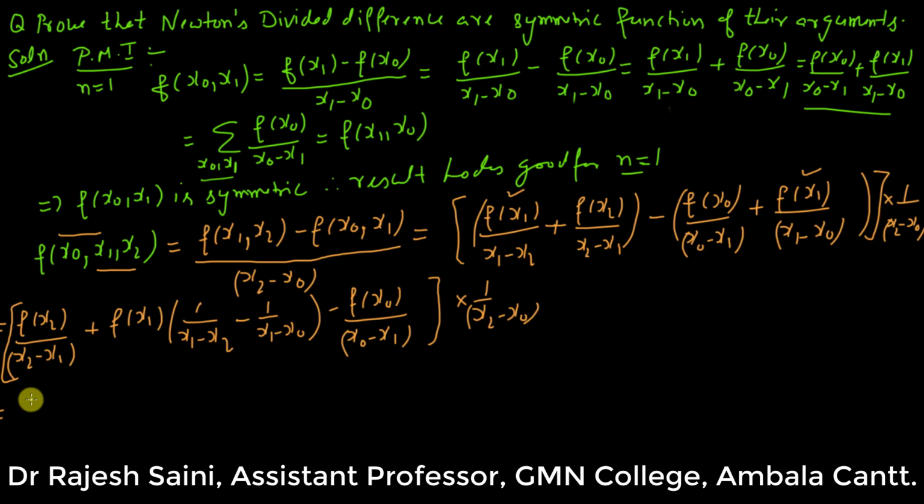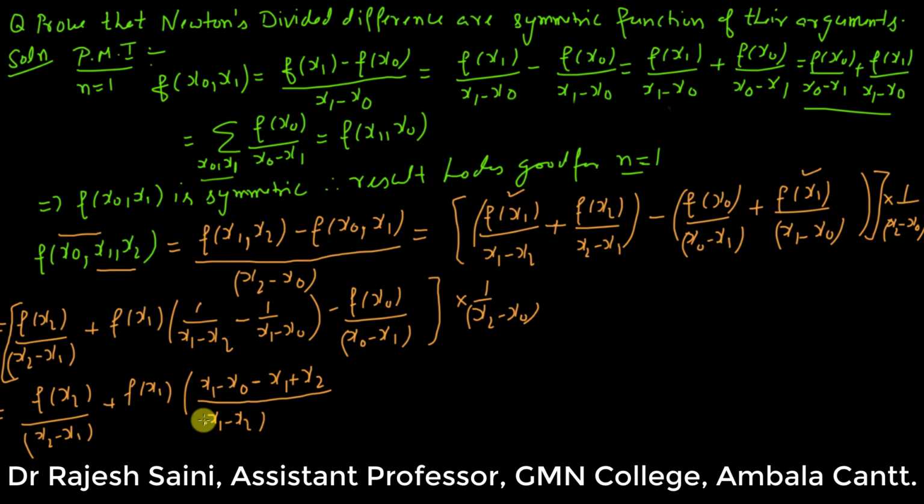This thing is further equal to f of x2 divided by x2 minus x1 plus, now take the LCM, it will be x1 minus x0, it will be minus x1 plus x2 divided by x1 minus x2 times x1 minus x0, and minus is negated, I am going to take inside, this will be f of x0 divided by x1 minus x0. Fine.